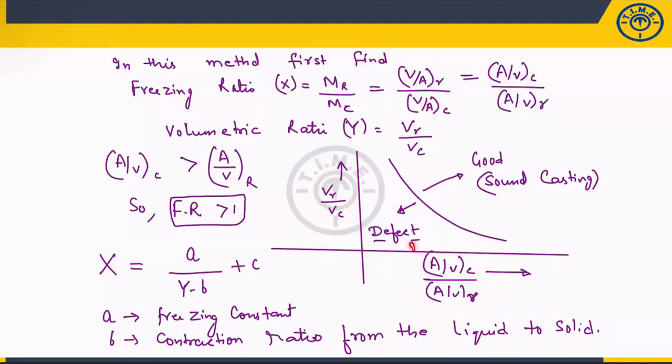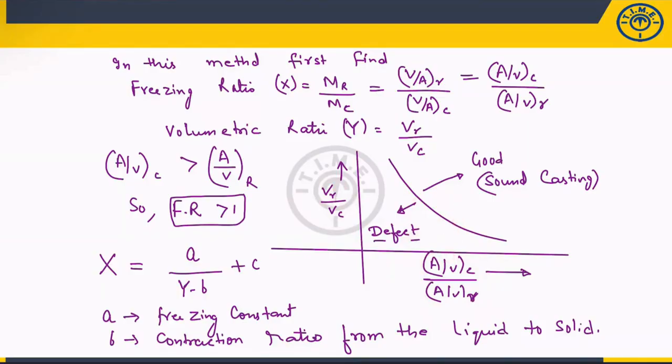So if at any point, let us suppose this value you have calculated, and you are drawing like this, regarding the volume of riser and volume of casting, if it is lying below this curve, that is the defect, and if it is coming above this curve, that is called a good casting.